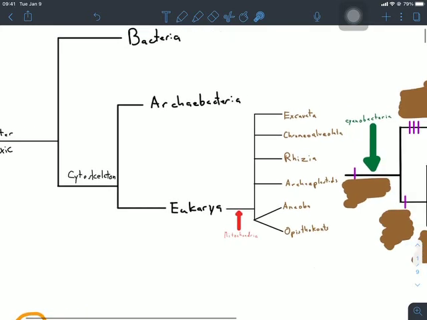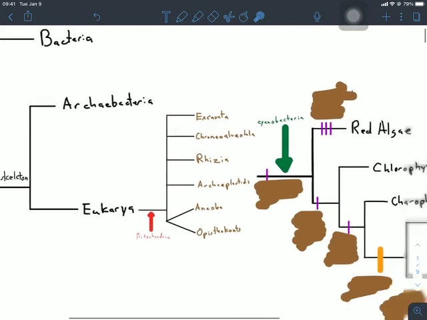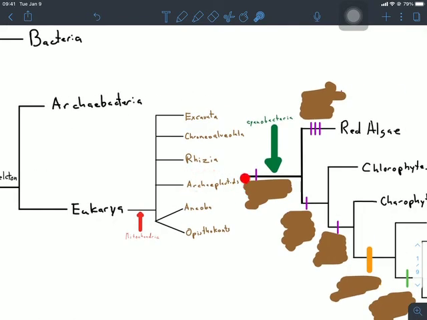Now, all eukaryotes inherited our endosymbiotic event with the alpha proteobacteria that became mitochondria. They diversified into many different lineages today that we don't spend a lot of time talking about any of the other ones other than the archaeplastids.